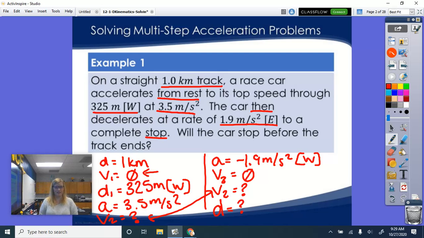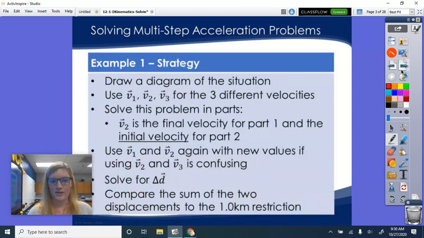So it's a really complicated looking thing when we just look at the numbers. So what we're going to do is go through these different strategies. So first we're going to draw a diagram of the situation. And again, please do not feel like you have to Google how to draw a race car on a track. I don't care if you do circles and lines or whatever, but you need to be able to visualize what's happening on paper. So we're going to use V1, V2, V3 for our different velocities, which is what we talked about when I was writing down all the information from the problem.